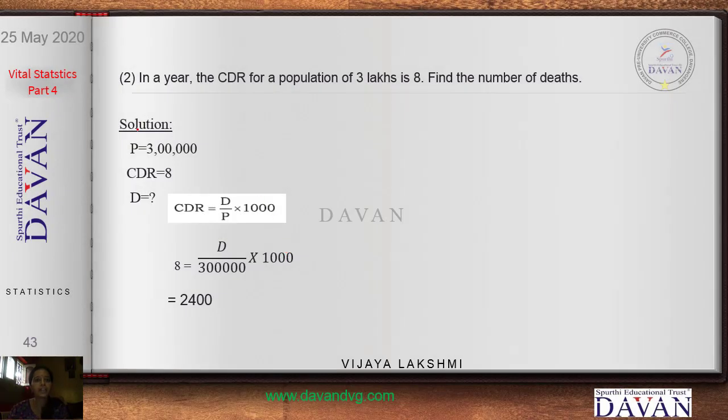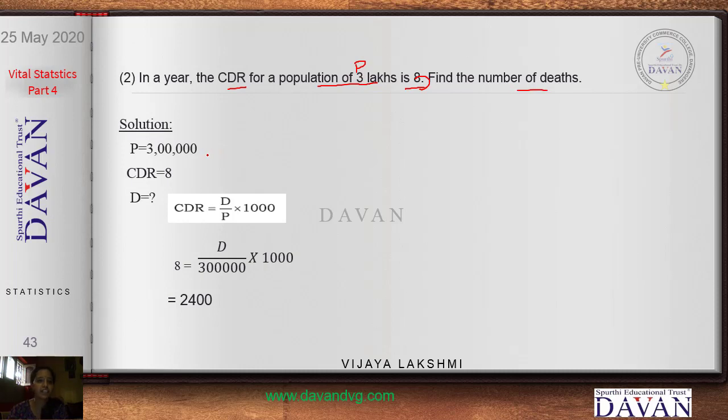Next. In a year, CDR for a population of 3 lakh. So this 3 lakh is the average population and the CDR value is given as 8. So again, in a year, the CDR for a population of 3 lakh is 8. So 8 is the value of CDR. This is the value of population, that is 3 lakh. You are supposed to find the deaths.